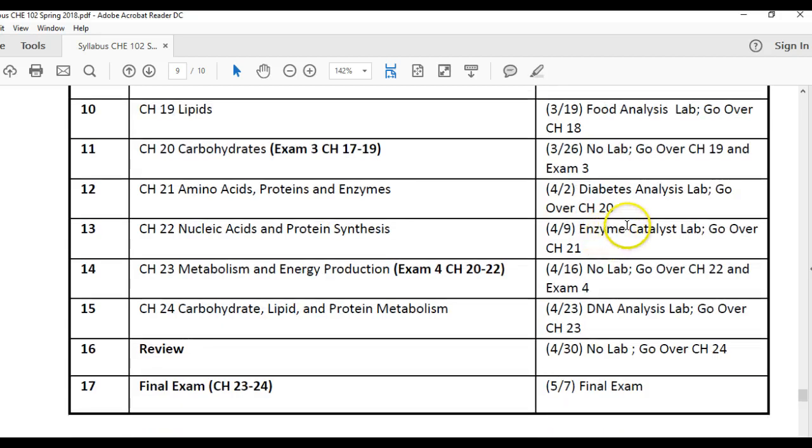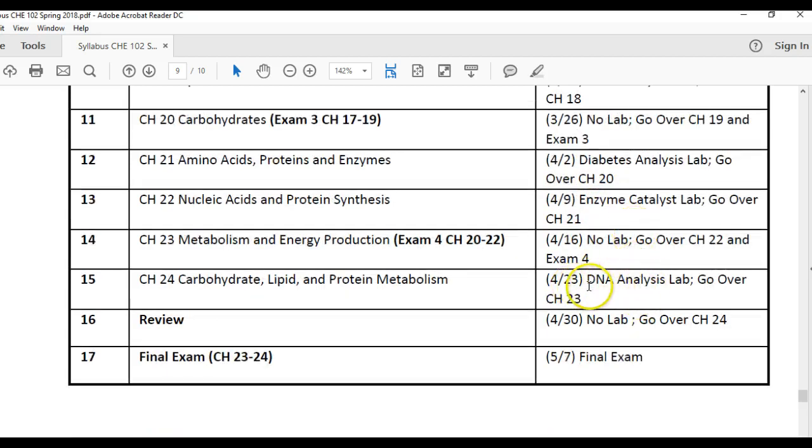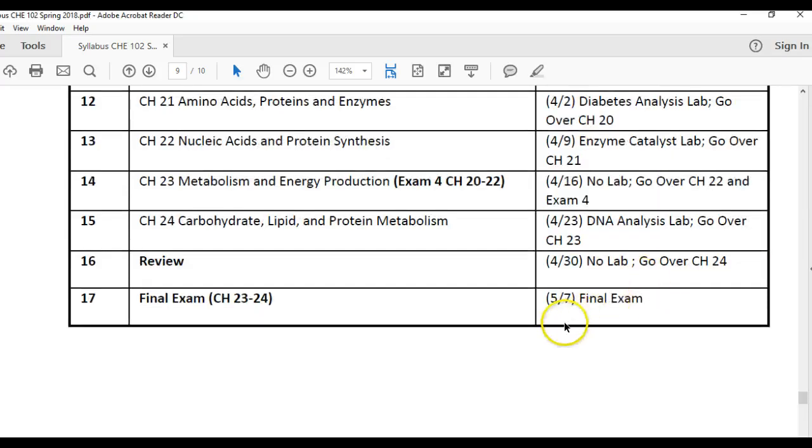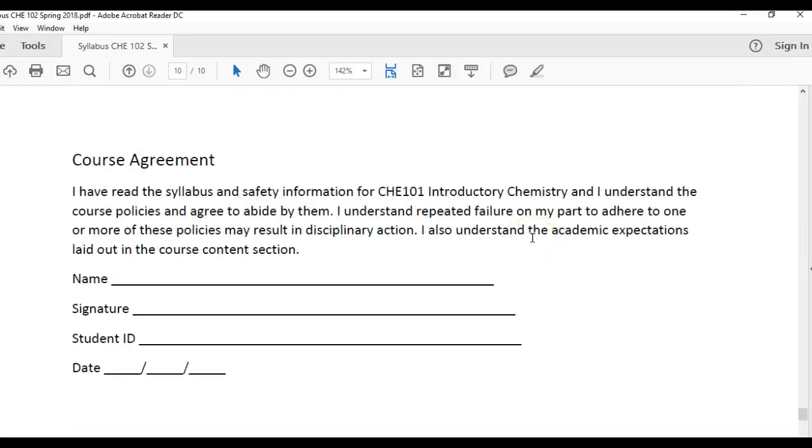An enzyme catalyst lab. We're going to be doing a DNA analysis, where we're going to be extracting DNA from strawberries. We're also going to be doing a cheek swab, and we're going to send out our DNA, and we're also going to take our DNA and make larger amounts of it. So we're going to be doing a bunch of fun labs. And then our final exam is on the last day, which is the 7th. It's on chapters 23 and 24, and then a small portion of it is going to be on the remainder of the chapter.